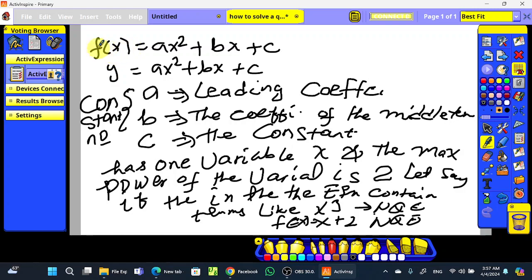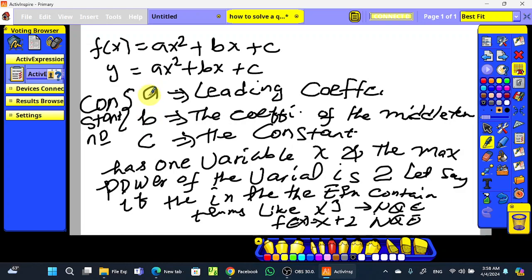The quadratic function is a function which is written like this: f of x is equal to ax squared plus bx plus c. f of x is usually represented by y, so y is equal to ax squared plus bx plus c. Let's take a closer look at those things. Those a, b, and c are constant numbers, just numbers, as integers.